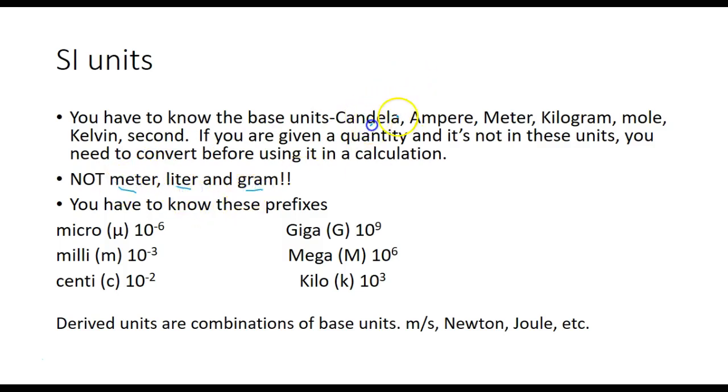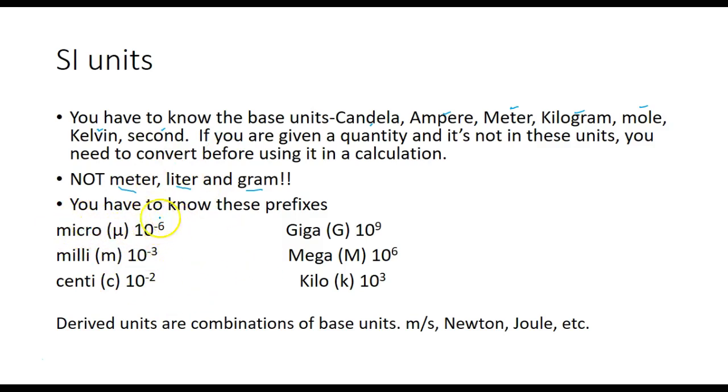We're talking about candela for light intensity, ampere for electric current, meter for length, kilogram for mass, mole for quantity, Kelvin for temperature, and second for time. If you're given a quantity and it's not one of these units, you need to convert it to one of these units before using it in a calculation. So if you're given grams or centimeters, you need to convert those to kilograms or meters prior to using them in a calculation.